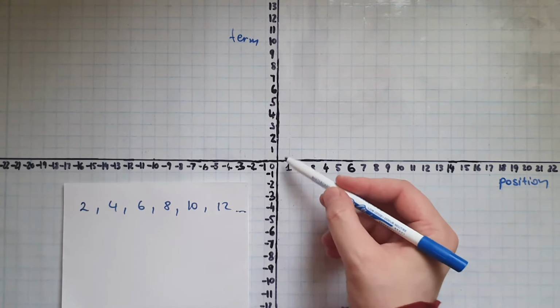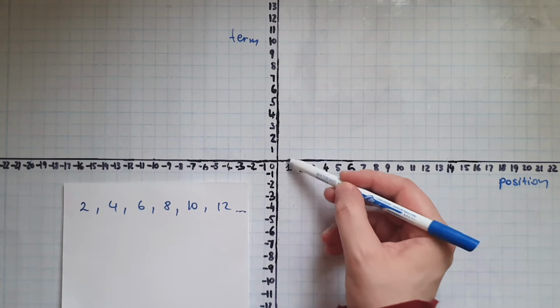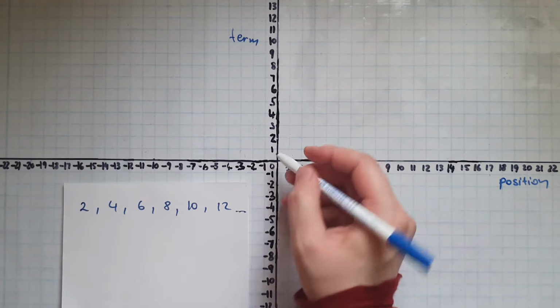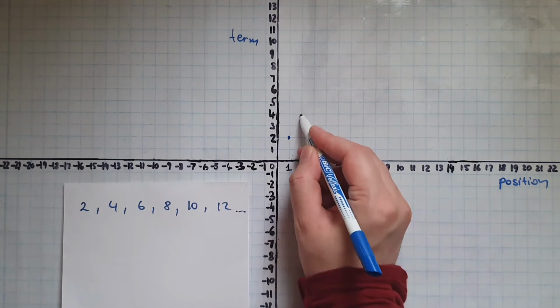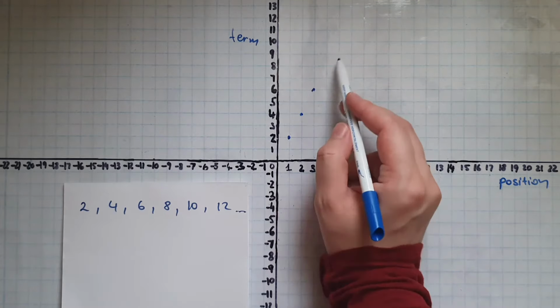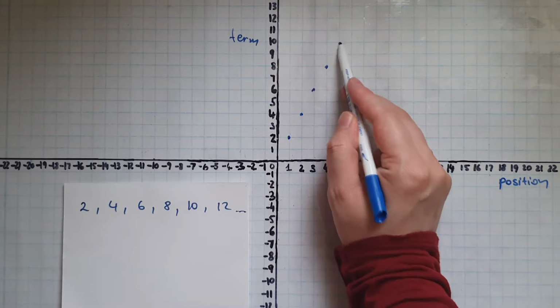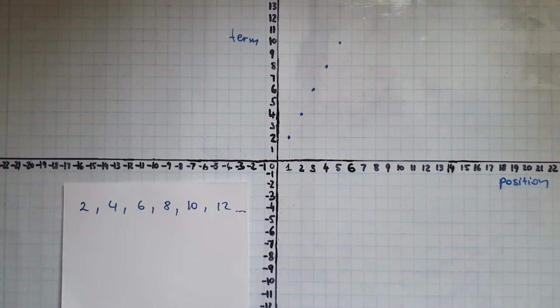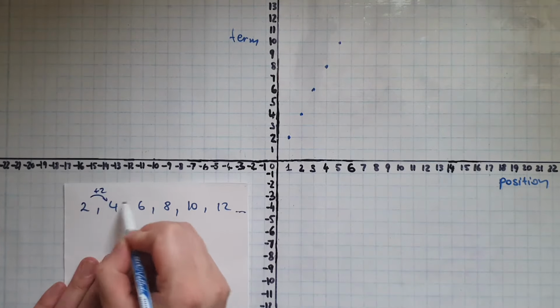so we can plot the first term is 2. The second term is 4. The third term is 6. Fourth term is 8. Fifth term is 10, and so on. So there is a pattern. What we're doing is we add 2 each time.